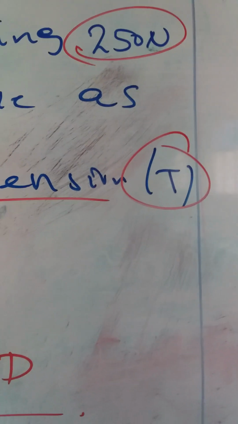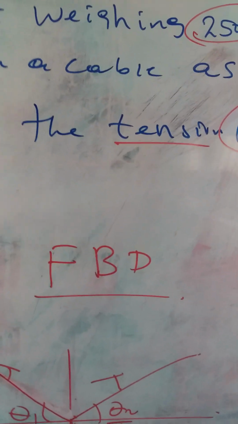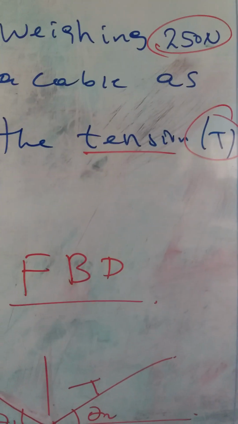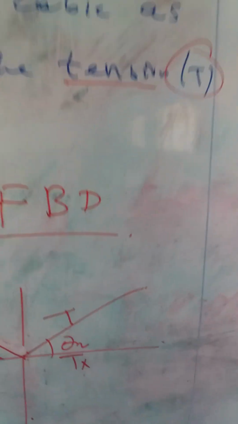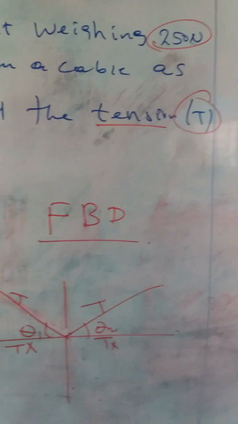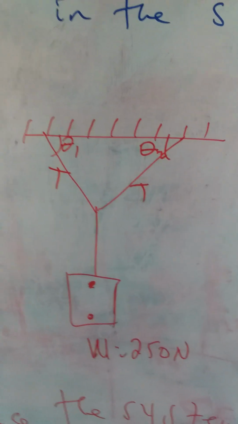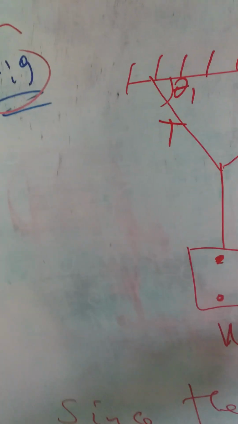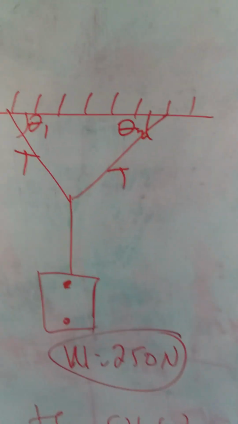We are going to find tension. Tension is a force in physics. It represents the force on a spring when it is stretched or compressed, the force it is applying is tension. So let's consider this figure. This is a traffic light weighing 250 Newton.